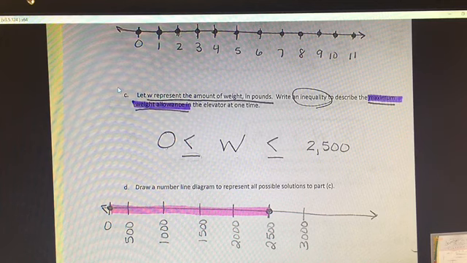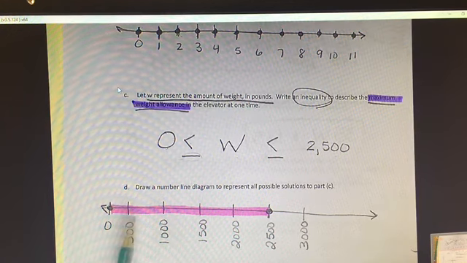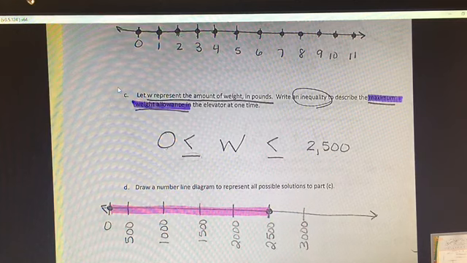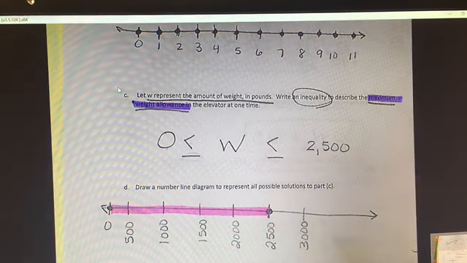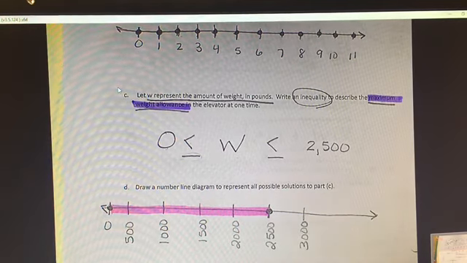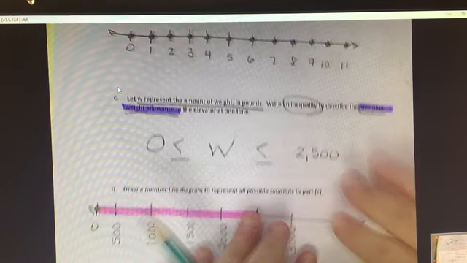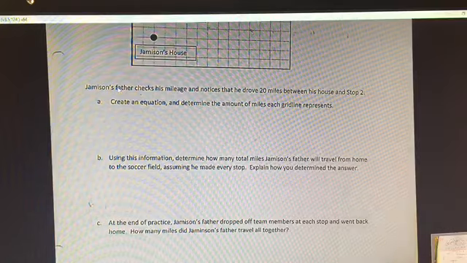You could have 500, 2.5 pounds worth of weight in the elevator. So you can have all those decimals and those digits in between. Okay, so this is a line. It's a solid line because we can include any of those measurements in between 0 and 2,500. Right? All right, problem number 4.